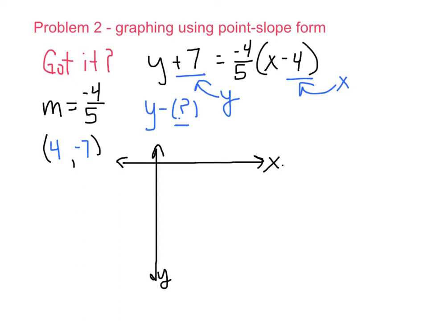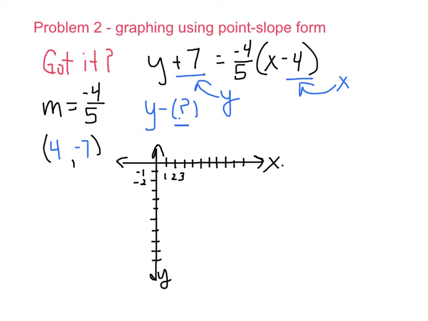So I'm going to count by ones. 1, 2, 3, 4, 5, 6, 7, 8, 9, 10. And once again, you can count by twos if you want. Negative 1, negative 2, negative 3, negative 4, negative 5, negative 6, negative 7, negative 8, negative 9, negative 10.